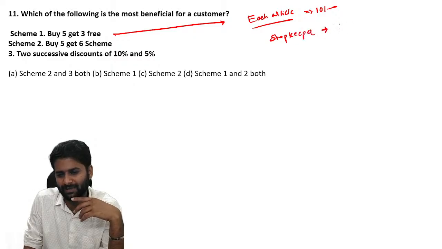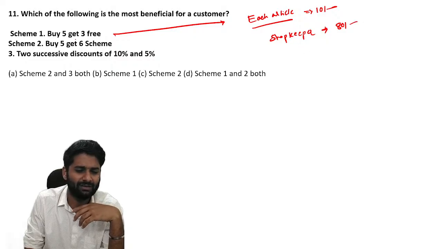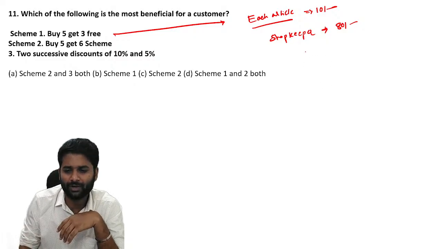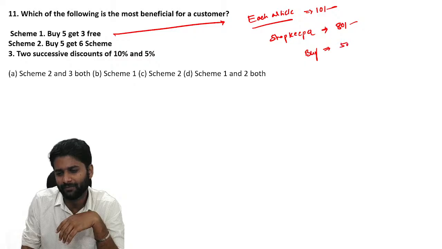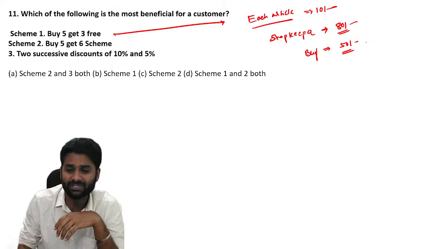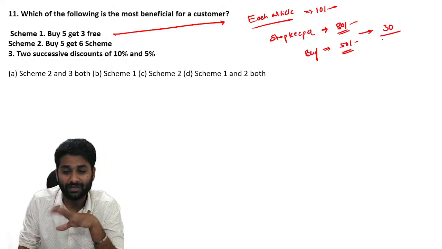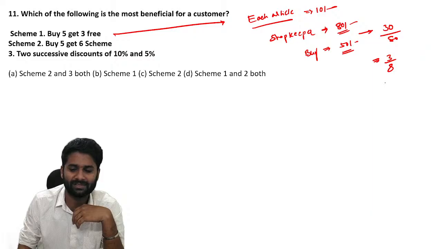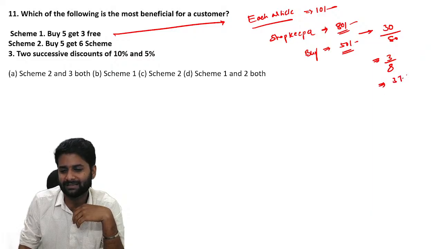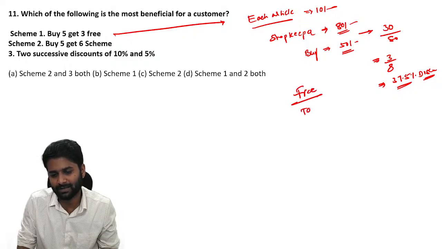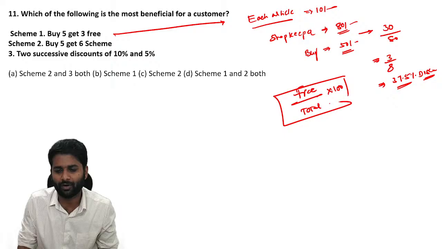Shopkeeper's total price must be 80. Right? Why? Because there are 8 quantities in total, each quantity is 10 rupees, 8 into 10 is 80. Now, we need to buy how many articles? We need to pay only 50 rupees. So if you pay 50 rupees, you will get 80 rupees worth. Means how much discount did you get? 30 rupees off. 30 rupees discount out of 80. Means it's all about 3 by 8. You know that 3 by 8 is 37.5%. So in this transaction, you got 37.5%. It means free articles divided by total articles into 100. This is the formula if you want a formula-based approach.